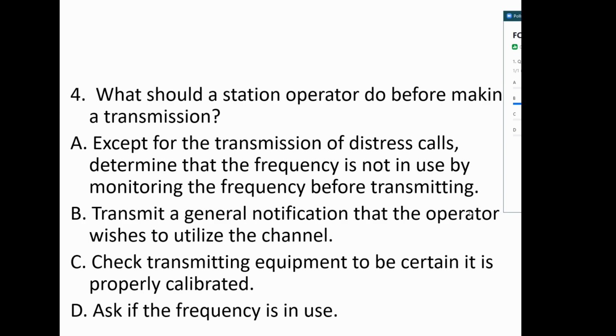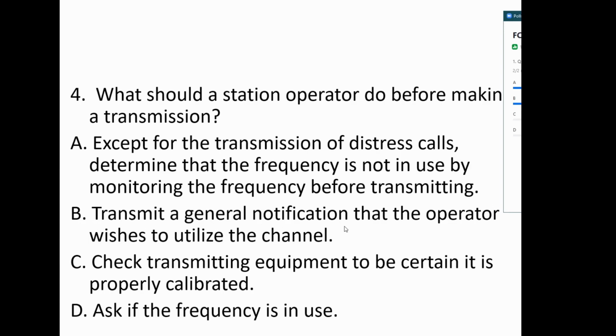All right, so basically I see at least one person's already answered. So what are the options? A, except for the transmission of distress calls, determine that the frequency is not in use by monitoring the frequency before transmitting. Yeah, that sounds like almost exactly what the regulation said.